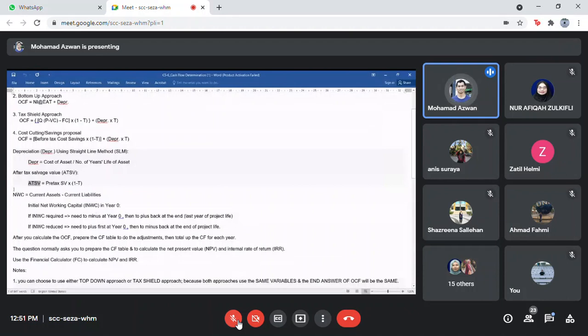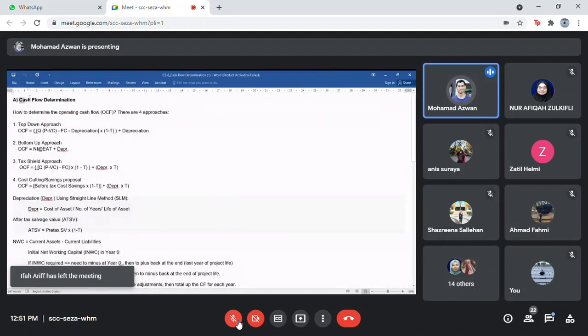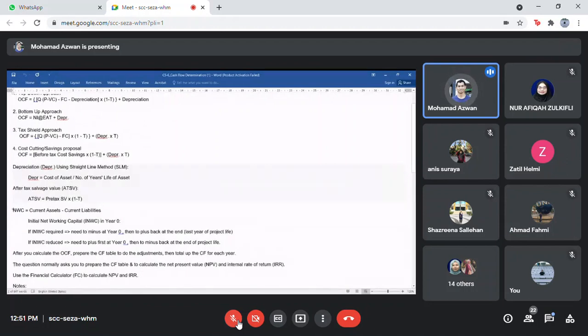Another important item in the calculation of cash flow is that you have to take into account net working capital. Net working capital is the difference between current assets and current liabilities. In the question, they mention initial NWC. Initial NWC refers to NWC for year zero, where the company starts the project.